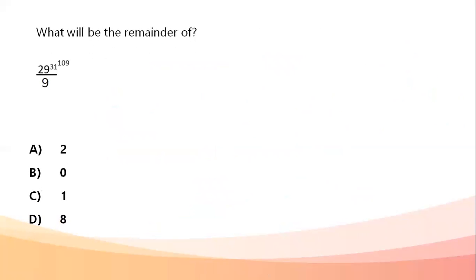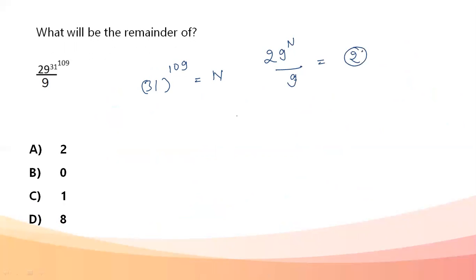Next question. What will be the remainder of a particular expression given to us? So first step is take 31 raised to power 109 equal to n. Now solve 29 raised to power n divided by 9. Remainder is going to be 2. So get remainder. Remainder is 2.